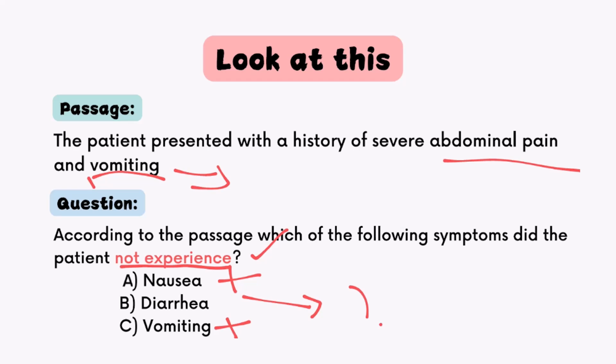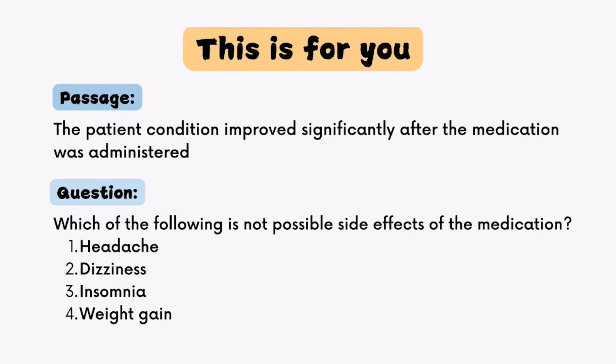So for the question, according to the passage, which of the following symptoms did the patient not experience? Not experience means not even given in the text. That is what you need to choose. So your answer is B. For the reasons I have mentioned, we are choosing option B as the right one. All right. I hope the example really helps you understand. From my side, I have taught you now, but you have to do me a favor. Try to solve this task.